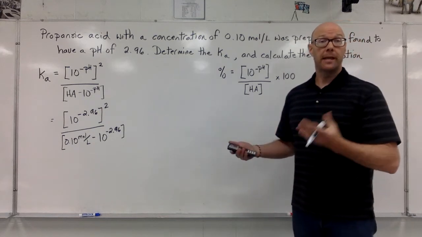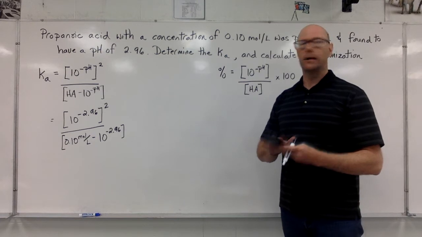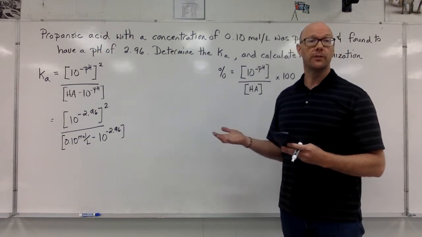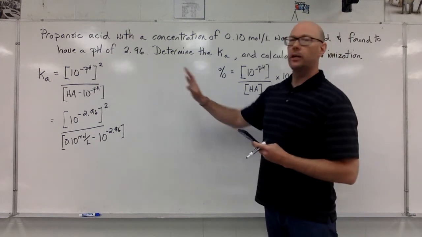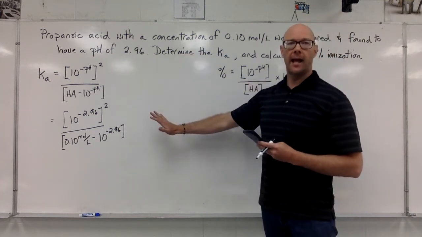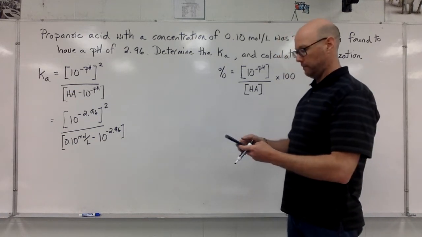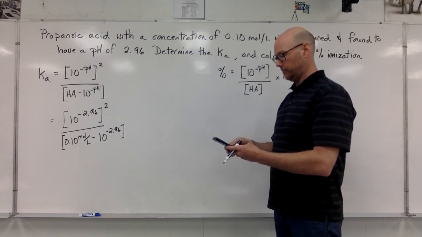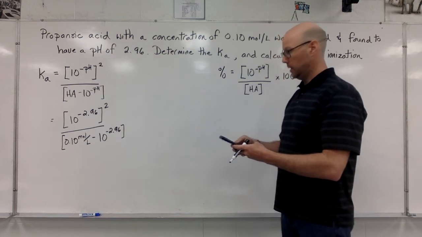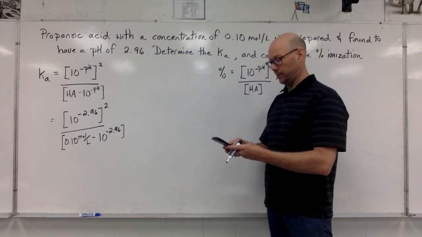Now all I need to do is calculate that. I can take my time. Depending on your comfort level with your calculator, you might be able to go through all of that in one step. If you have to break it down, you can do that. The point is, we can go straight from the question to the answer and bypass the icebox. So I have 10 to the power of negative 2.96 squared divided by 0.1, subtract 10 to the power of negative 2.96.